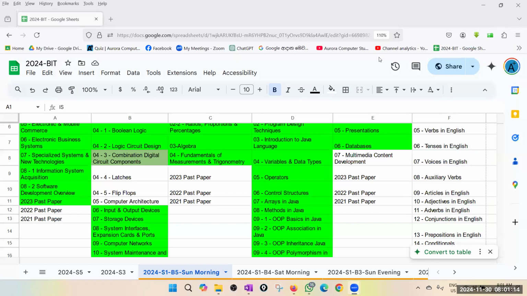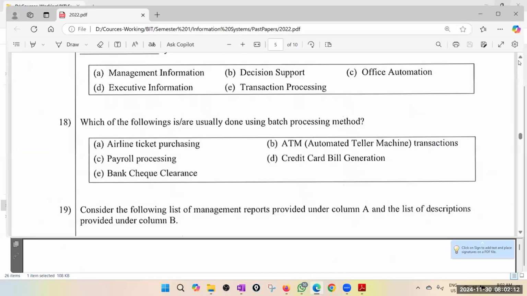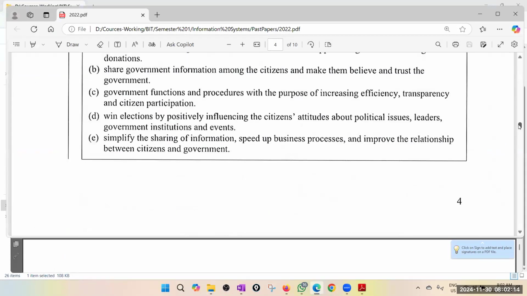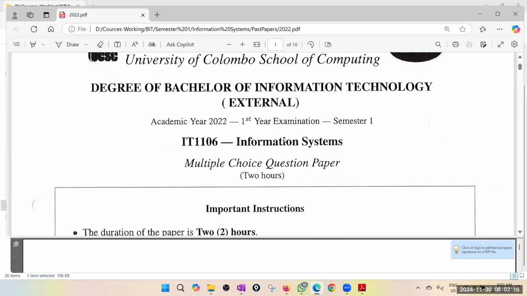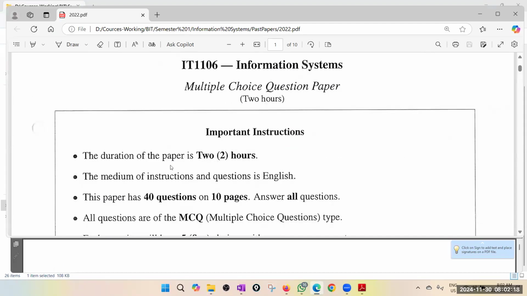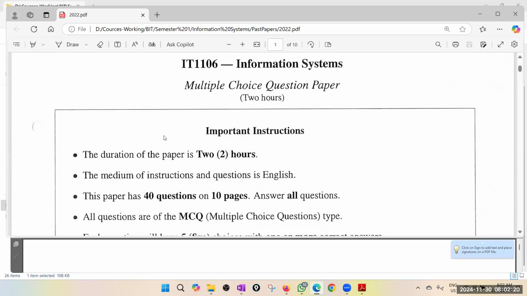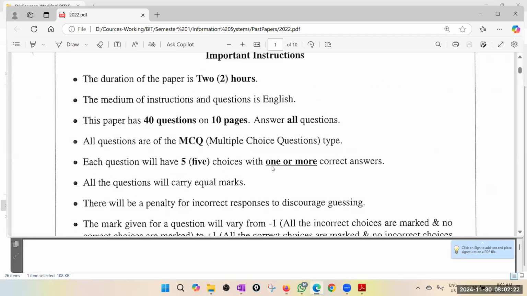Okay, good morning. Right, so first we'll move on to the 2022 IES paper. Then we'll do a maths paper also. Okay, right. So let's take them one by one, and always read the instructions. So this is a 2022 paper. It says one or more answers. Remember, I think last year only one answer was correct, but this paper says one or more correct answers.